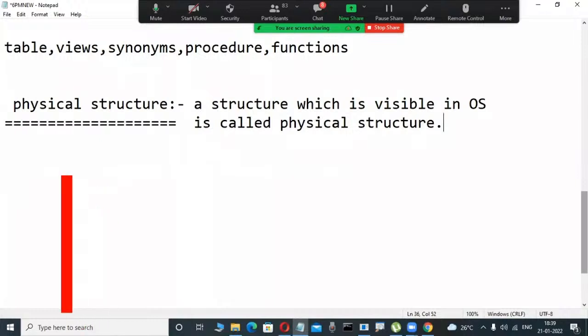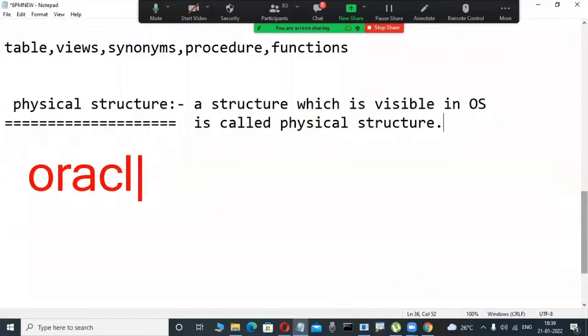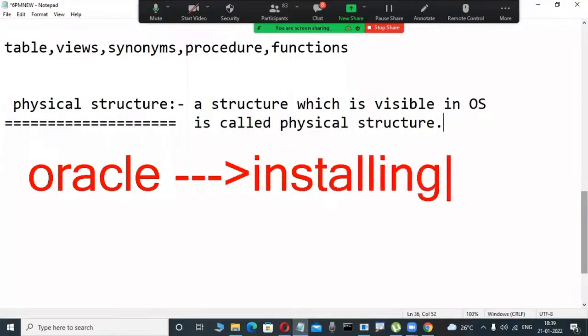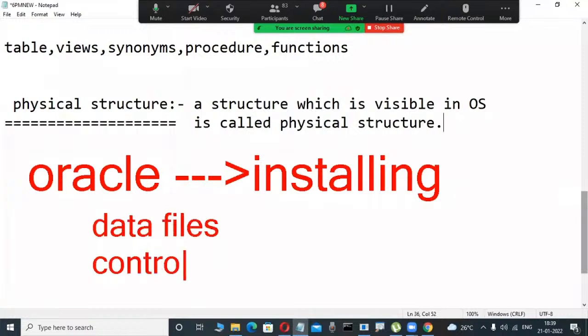Suppose you are installing software, some physical files are created on a disk. Suppose PowerPoint, MS Access, Word, anything we load, physical files are created. Same in our software: Oracle is a relational database software, like MySQL and SQL Server. Whenever I install Oracle, some physical files are created automatically: data files, .dbf files, control files, and also redo log files.